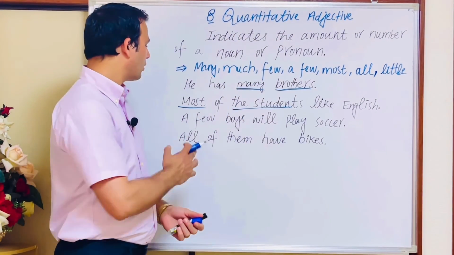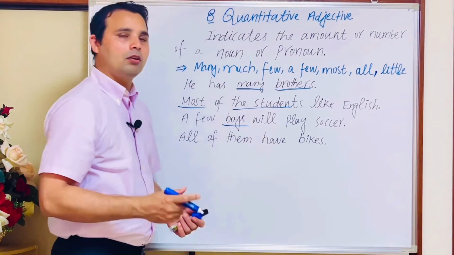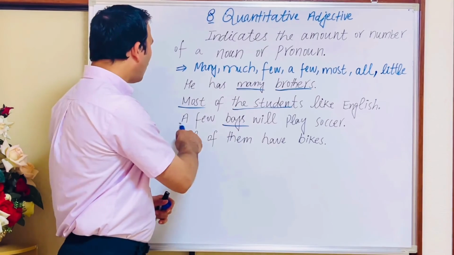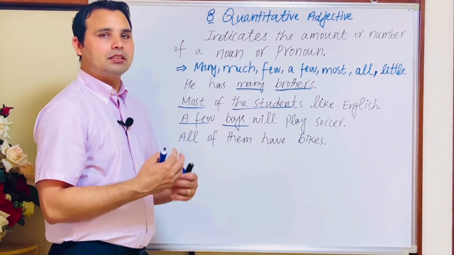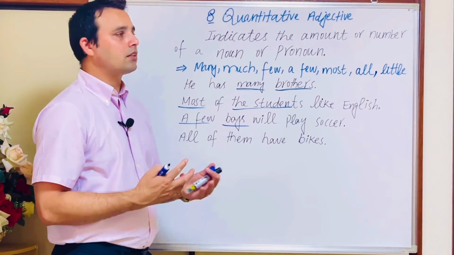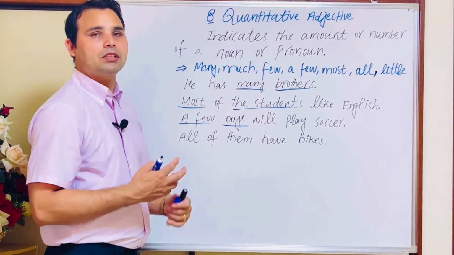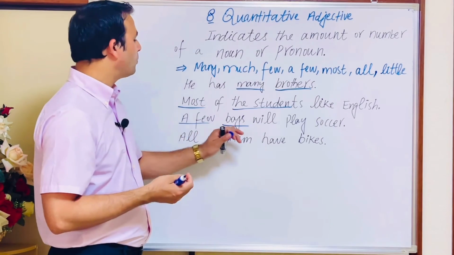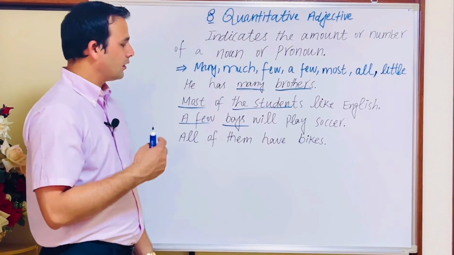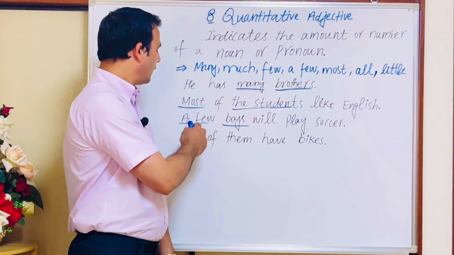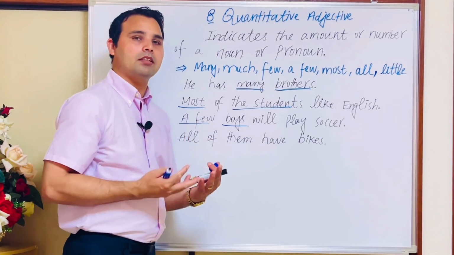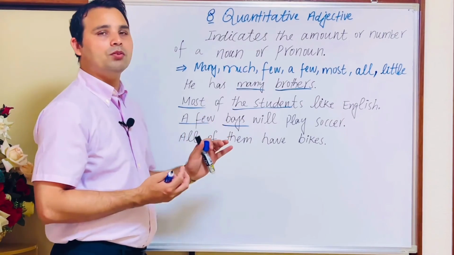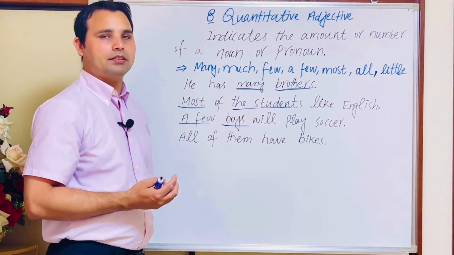In the third example, a few boys. Boys is a noun in the sentence. A few is telling or indicating the number of the boys. A few means only a little. So a few boys will play soccer. Boys is a noun and a few is indicating the number of the boys. So a few will be called a quantitative adjective.